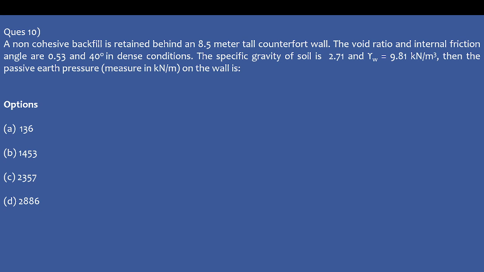Question number 10. You have a non-cohesive backfill retained behind an 8.5-meter tall counterfort wall. The void ratio and the internal friction angle are 0.53 and 40 degrees in dense condition. The specific gravity of the soil is 2.71 and gamma W is 9.81 kN per meter cube. Then what is the passive earth pressure on the wall? The options are 136, 1453, 2357 or 2886.